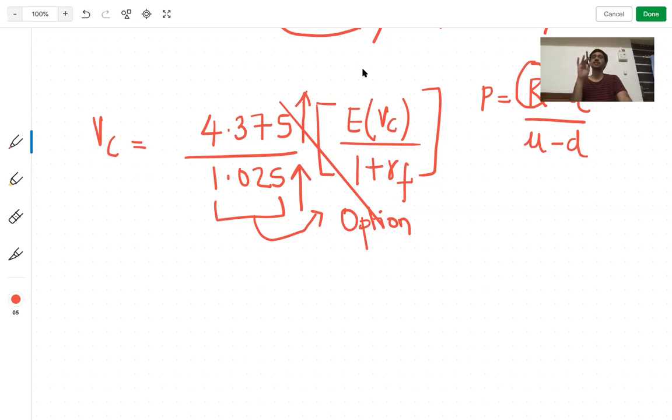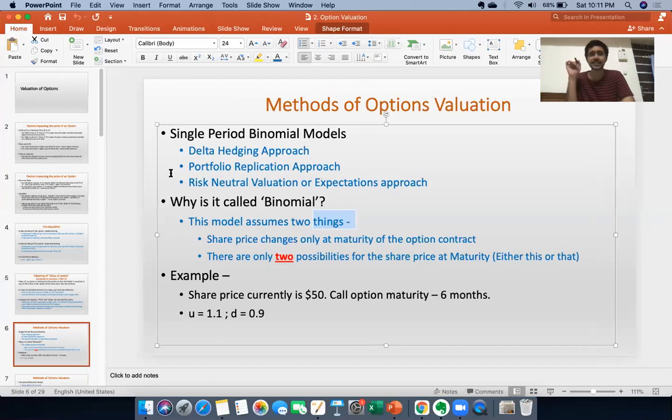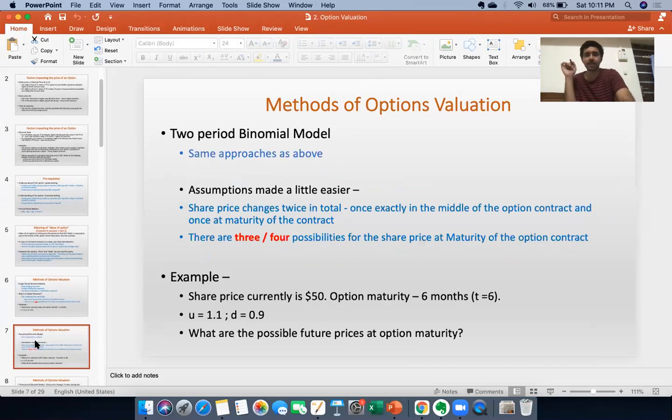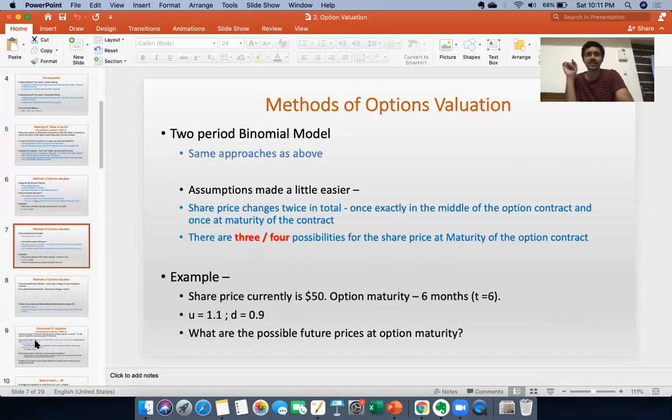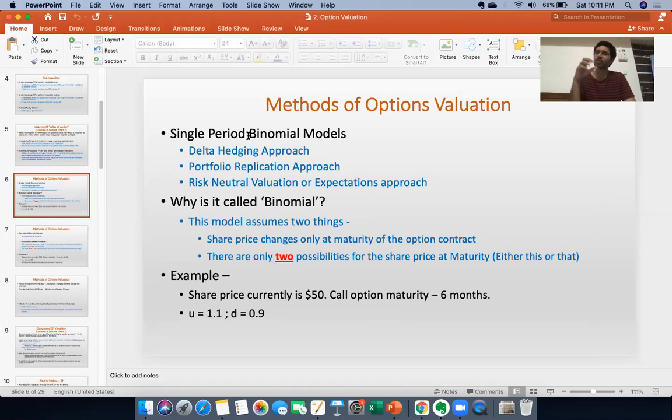The risk neutral method is exhaustively used in two-period binomial. In fact, if you actually see, after the single period binomial, I said we have two-period binomial, and under the two-period binomial, we actually have the same approaches as single period binomial. Same approaches meaning the delta neutral method or the delta hedging approach, portfolio replication, and the risk neutral method, right? But what is exactly used is actually risk neutral valuation. The other two are not used at all. Okay, so I will definitely devote one lecture to risk neutral valuation.